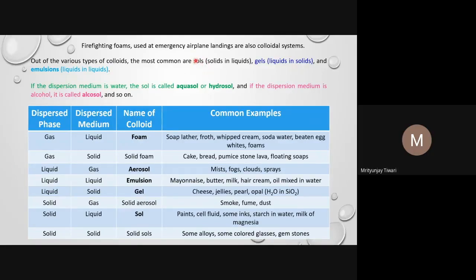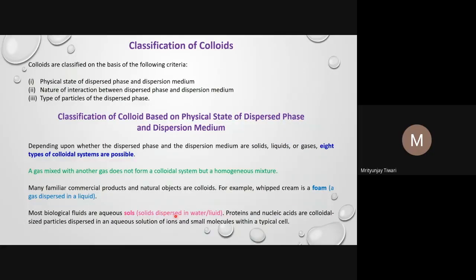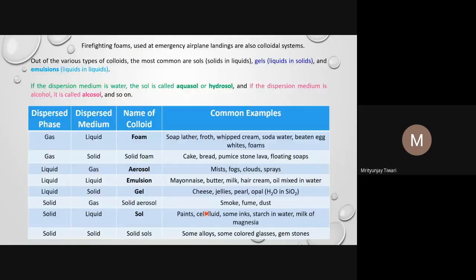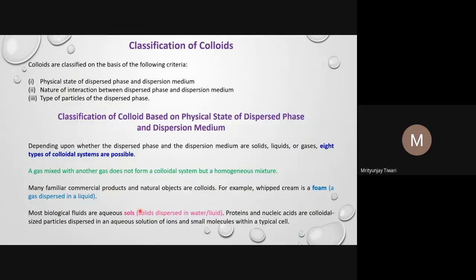Now sols are also very common. A sol is what? A solid in a liquid. This definition we have already seen. What do aqueous sols mean? The dispersion medium is water, and if the dispersion medium is any liquid, that is a solid in a liquid, and this we call a sol. So generally it is a sol. If the dispersion medium is water, the sol is called an aqueous sol or hydrosol.